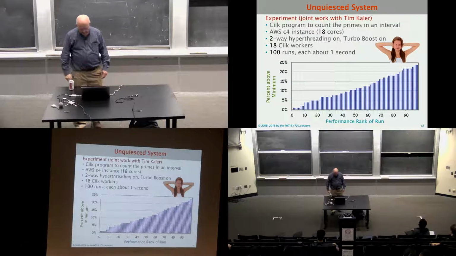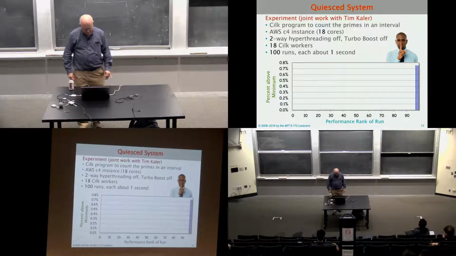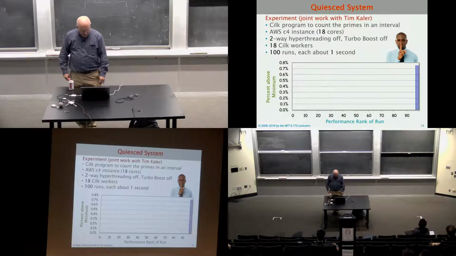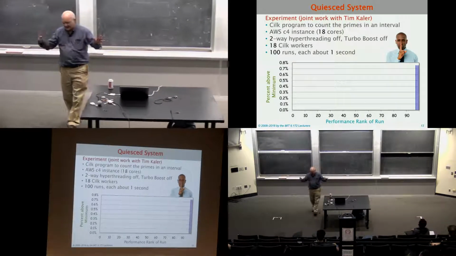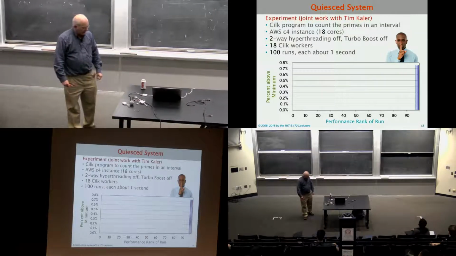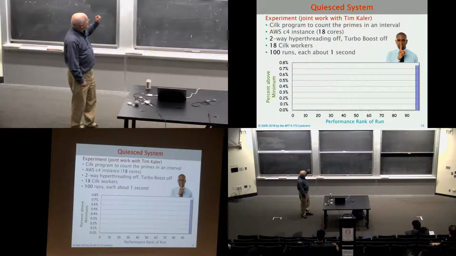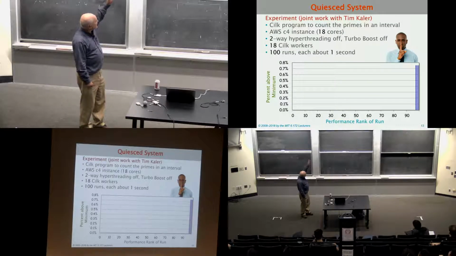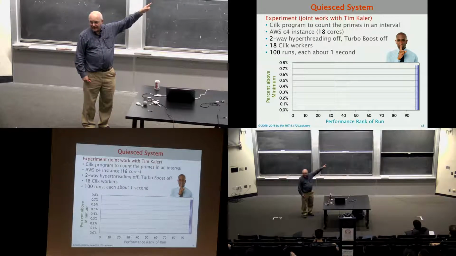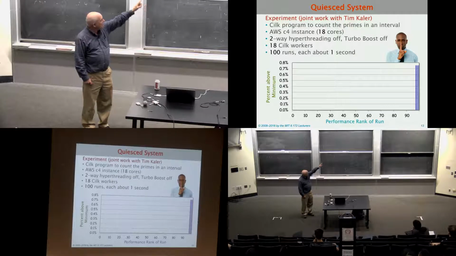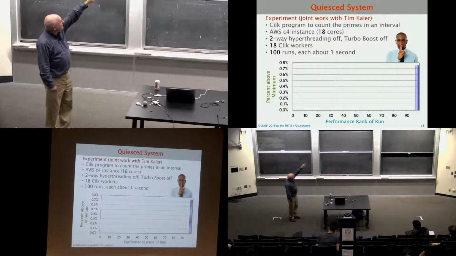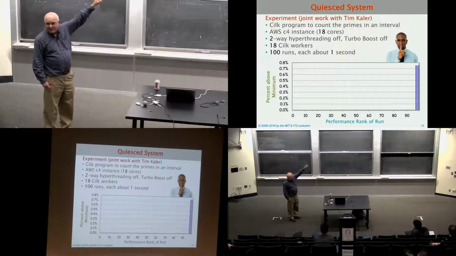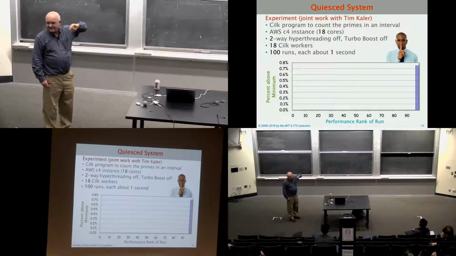Okay? So if you quiesce the system, same thing, we turn hyperthreading off, turn Turbo Boost off, and we quieted all the daemons and so forth. Then out of 100 runs, we got essentially the same value every single time, except for 3 times. And notice that the scale here has changed. The scale here is now less than 0.8%, less than 1% slower.